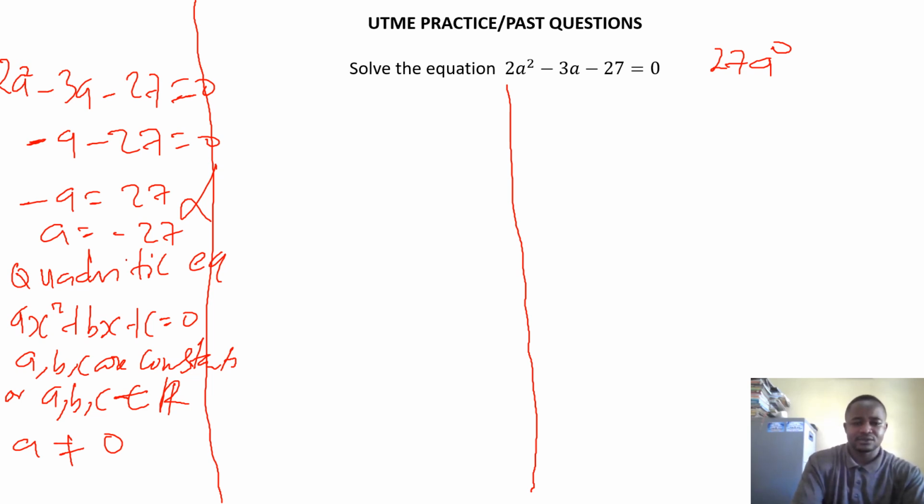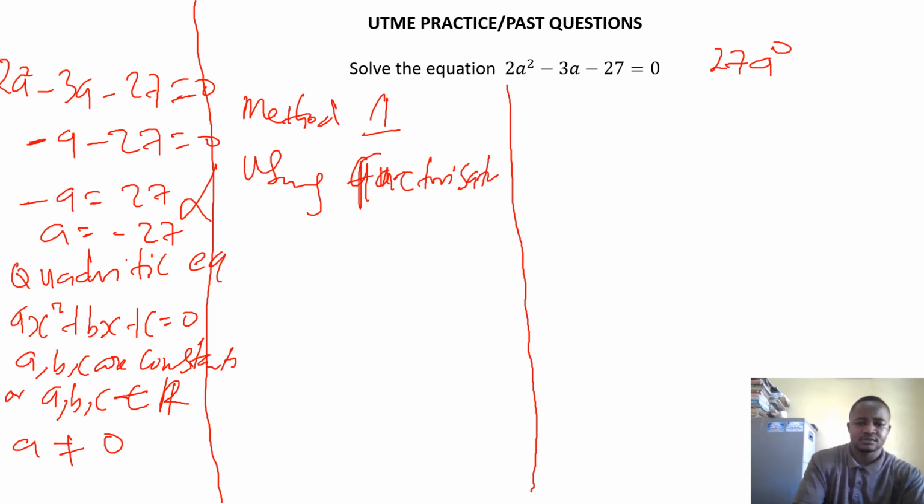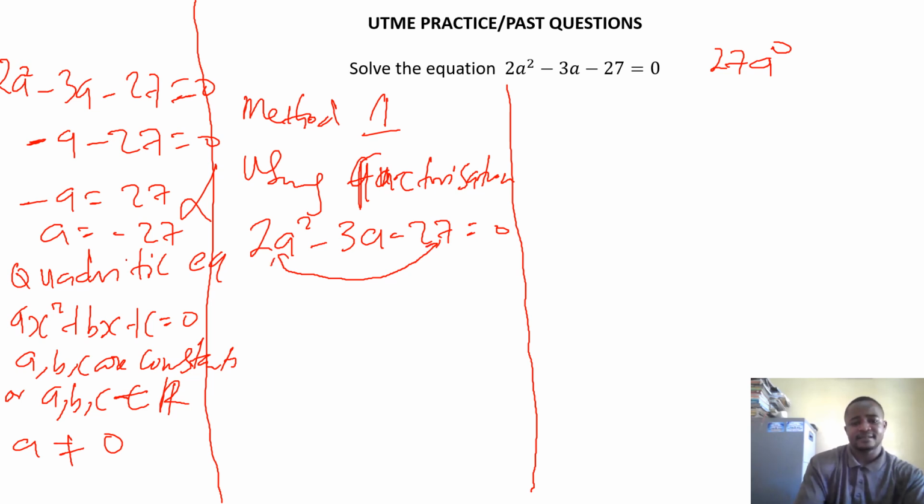So I'll start with method 1, using the factorization method. The first thing you are going to do, you write the equation 2a squared minus 3a minus 27 is equals to 0. Then step 1, multiply the first term by the last term. If you multiply the first term by the last term, you are going to have 2a squared times minus 27.